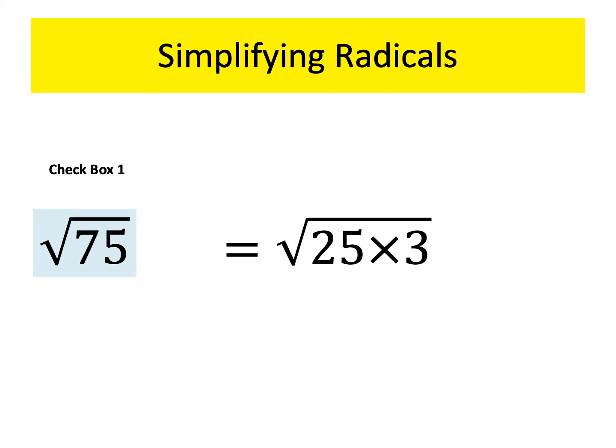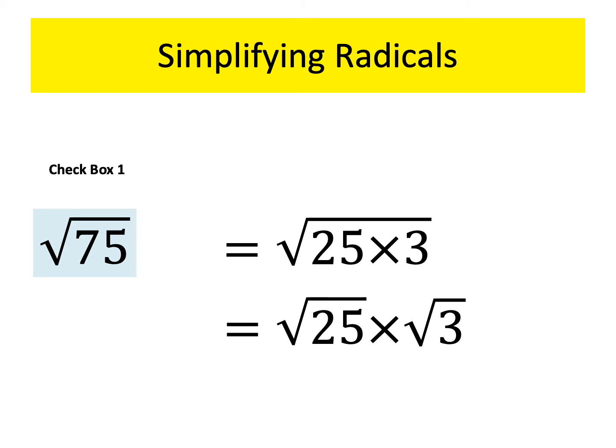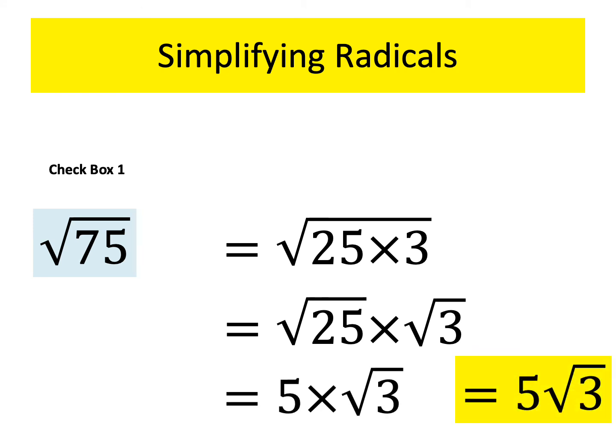Why did I do that? Because I can take the square root of 25. The square root of 25 is 5. So this just turns into 5 root 3. That is how you simplify non-perfect squares. Starting to make sense? Let's do another.